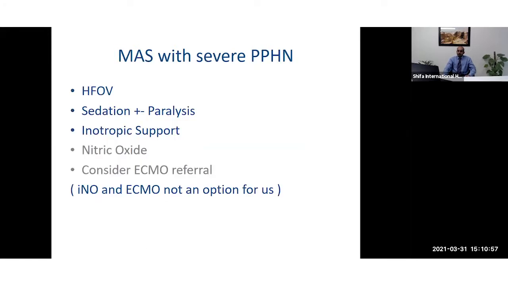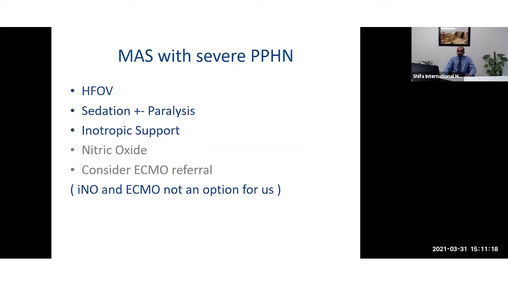What are the options for this baby at this stage? If we are unable to oxygenate on such high settings in 100% oxygen, the next step would be high frequency ventilation. And this baby needs to be well sedated, plus or minus paralysis. Also, he needs to be on inotropic support to raise the systemic blood pressure.